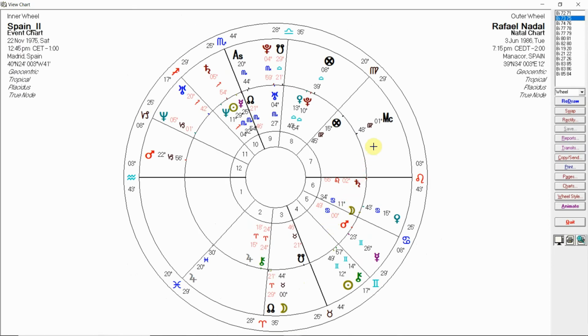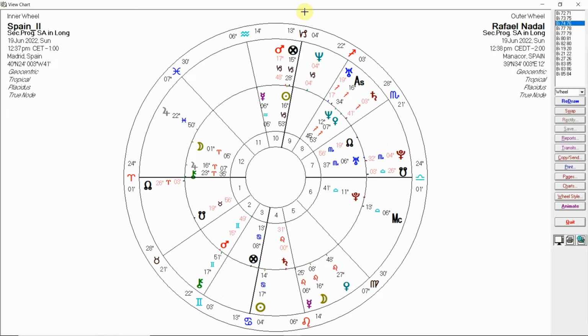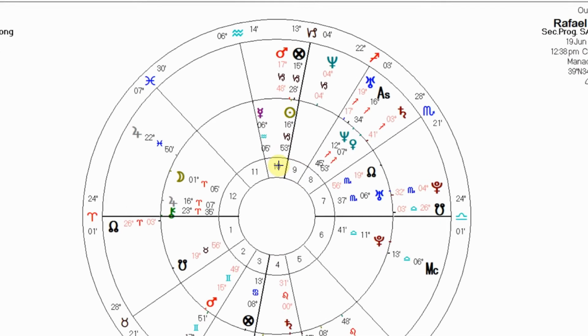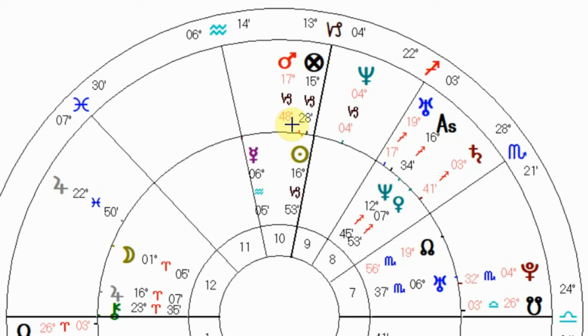But I'm going to have a look at the progressions here. When we look at the progressions, you can see that the progressed sun of Spain is 17 Capricorn, and Nadal's progressed sun is 17 Cancer. So they're always going to be in opposition. Whenever you get a sextile or trine to that degree, it's going to be beneficial for Nadal and Spain. And you can also see his progressed Mars is coming into that degree as well. So that's how the progressions can work.